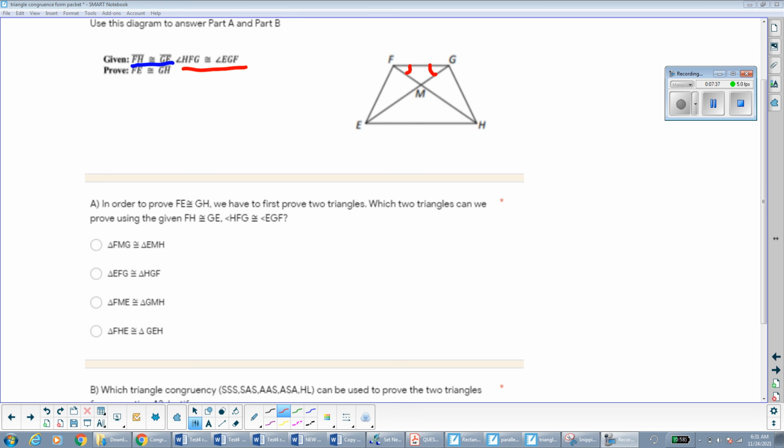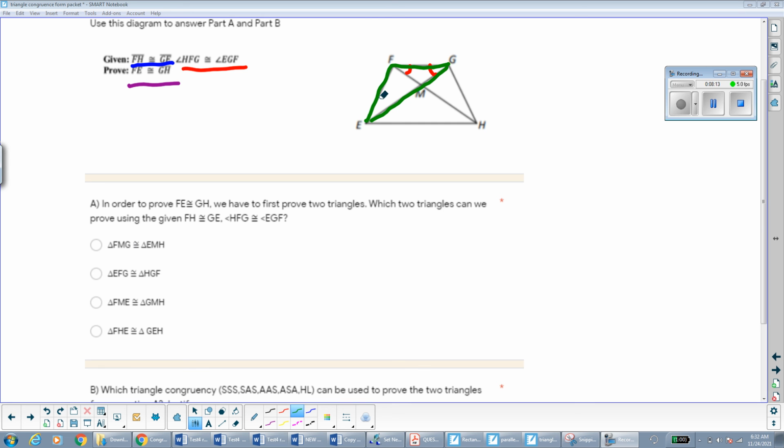So I am going to go ahead and highlight the triangles that include the angles that I marked, that also include FE and GH, and that also have FH and GE as sides of them. So I can include the given information, and I also need to have triangles that have sides FE and GH as part of them because that's what I'm trying to prove.